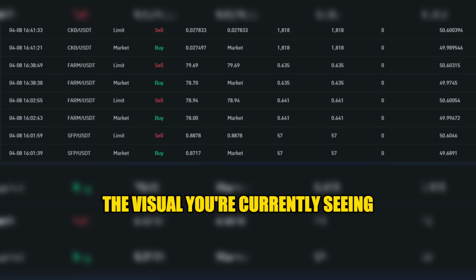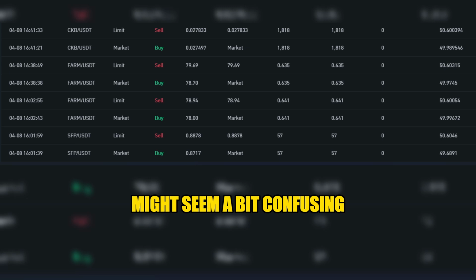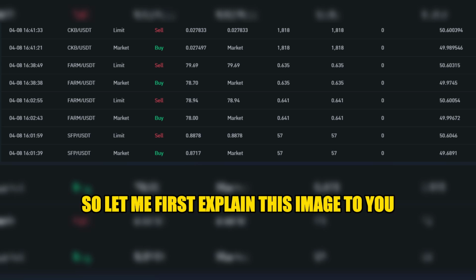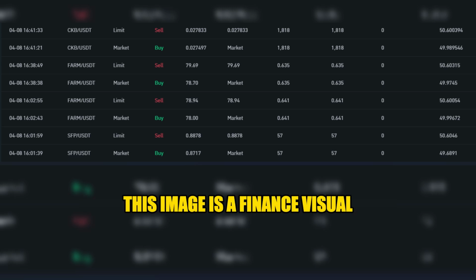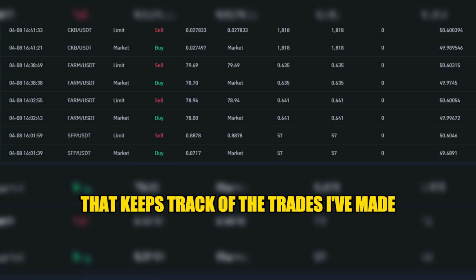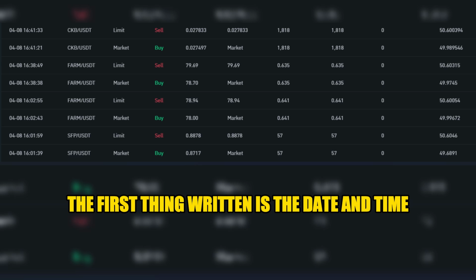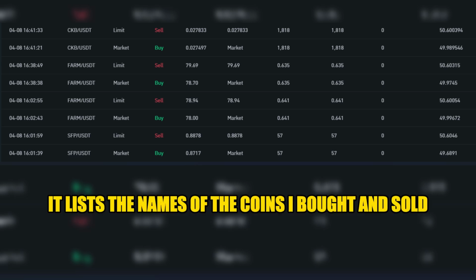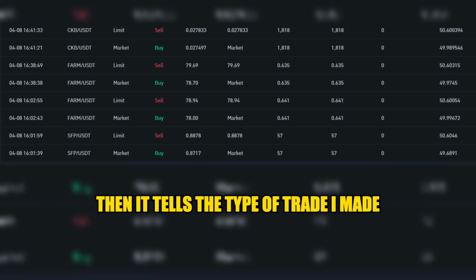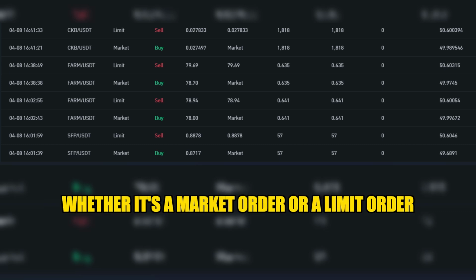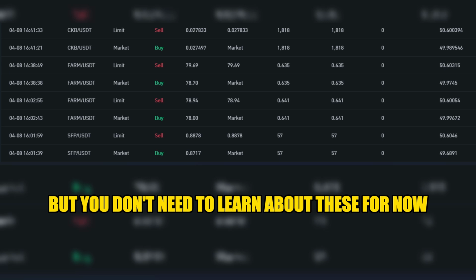The visual you're currently seeing might seem a bit confusing, so let me first explain this image to you. This image is a Binance visual that keeps track of the trades I've made. You probably understand that the first thing written is the date and time. After the date and time, it lists the names of the coins I bought and sold. Then it tells the type of trade I made, whether it's a market order or a limit order, but you don't need to learn about these for now.